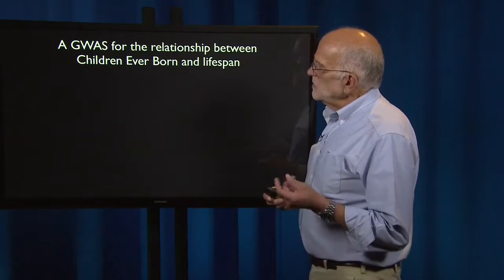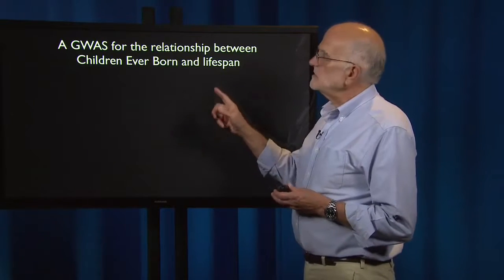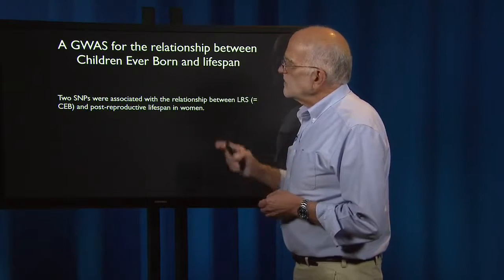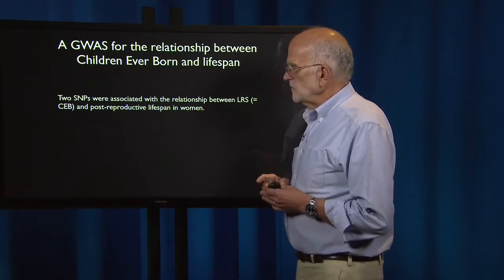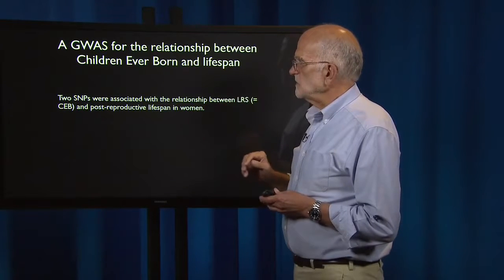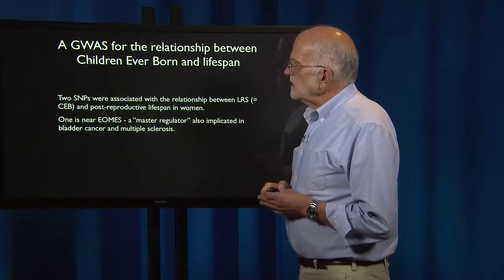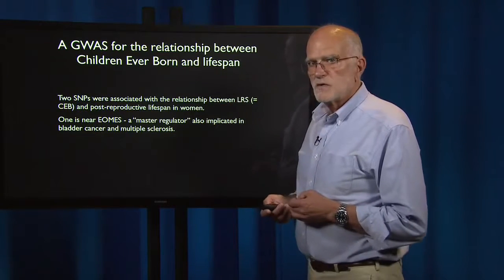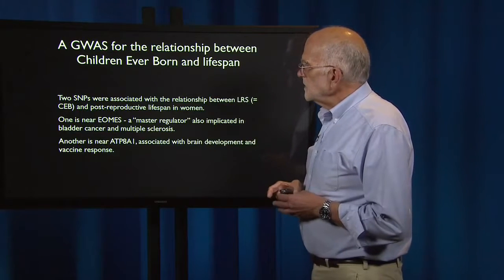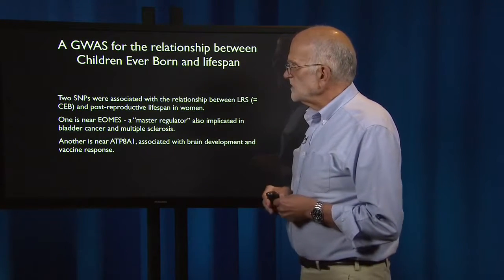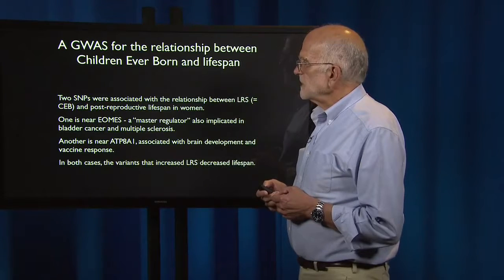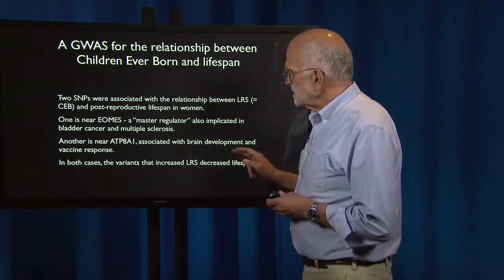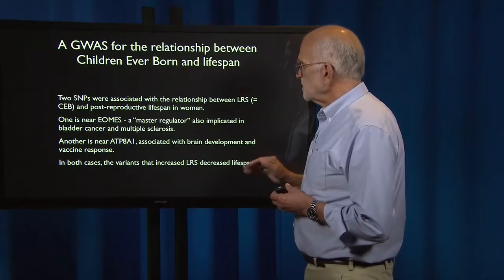We then did a genome-wide association study looking for genes that affect the relationship between children ever born and lifespan. And we found 2 single nucleotide polymorphisms that were associated with that relationship. One is near a gene called EOMES. It's a master regulator that's also implicated in bladder cancer and in multiple sclerosis. And another is near a gene that's associated with brain development and vaccine response. In both cases, the variants that increased lifetime reproductive success decreased lifespan, so they were associated with higher risk later in life.